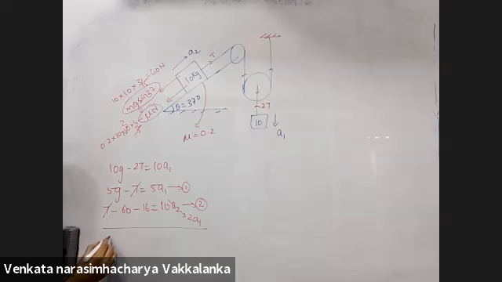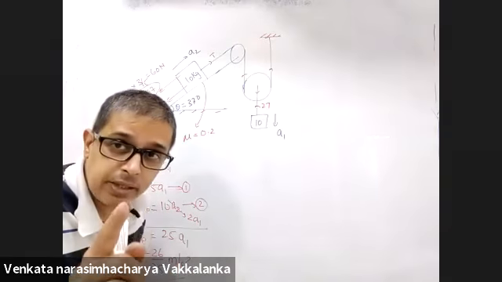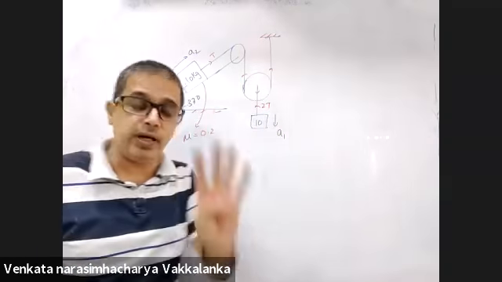I will add both the equations. 5g is 50 minus 76 is equal to 25 A1. A1 is equal to minus 26 by 25 meter per second square. Doesn't this imply that this is going up?